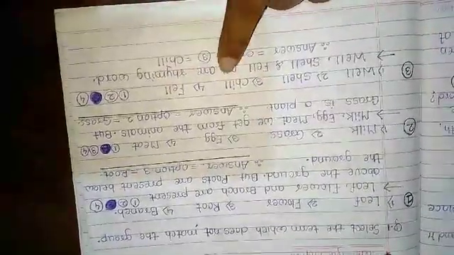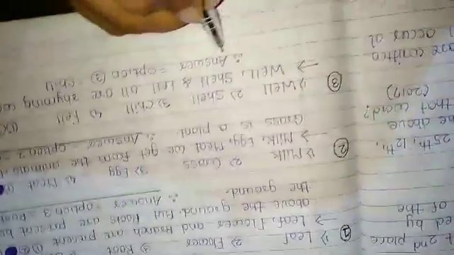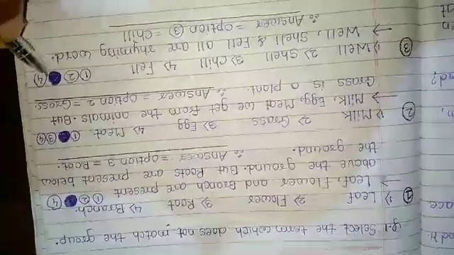So the different word is chill. So option number 3 is our answer. Option number 3 is our answer. Look at a different question.